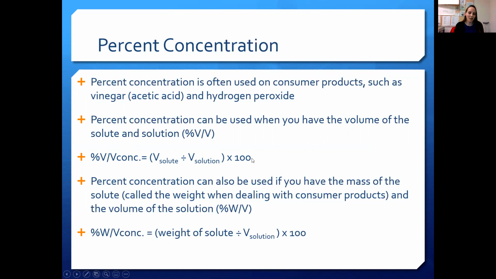This can also be used with mass. If you have a solid solute instead of a liquid solute, then it's percent weight per volume, where you have the weight of the solute divided by the total volume of solution, and then once again, multiply by 100 to turn it into a percent.